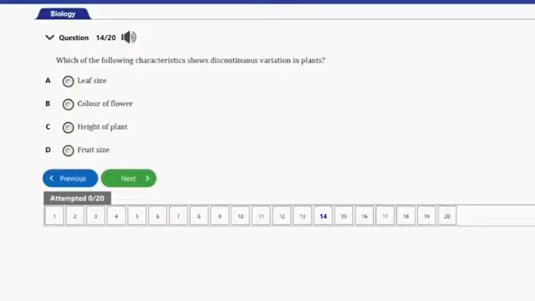So let's go ahead and consider the next question, guys. That's question number 15 here. It says, which of the following is not a morphological variation in human beings? We have A. Blood groups, B. Fingerprints, C. Color, D. Size. So guys, obviously the answer to this question is option A, and that's blood groups.